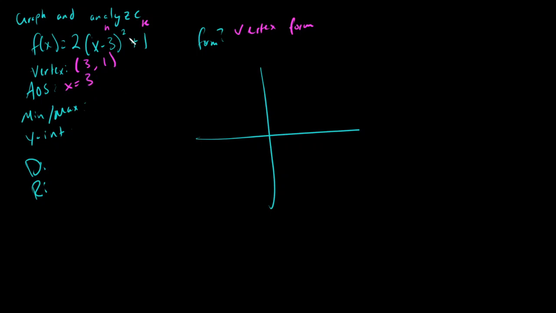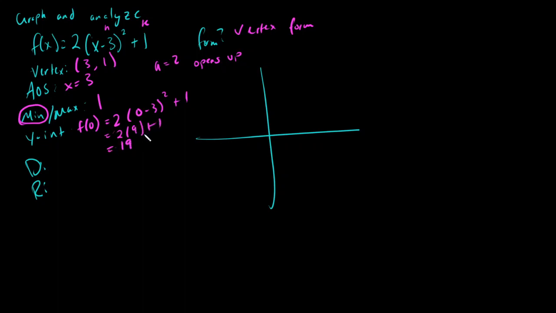Our min or max is going to be the y coordinate, so that's going to be, sorry, not y equals 1, just 1. And let's see, we're going to have a minimum because our a is 2. That means it opens up. So we're going to have a minimum, and it's going to be 1. So what's our y-intercept? Well, let's figure out f of 0, and that's equal to 2 times (0 minus 3) squared plus 1. So keep going, 2 times 9 plus 1. So this is equal to 19.